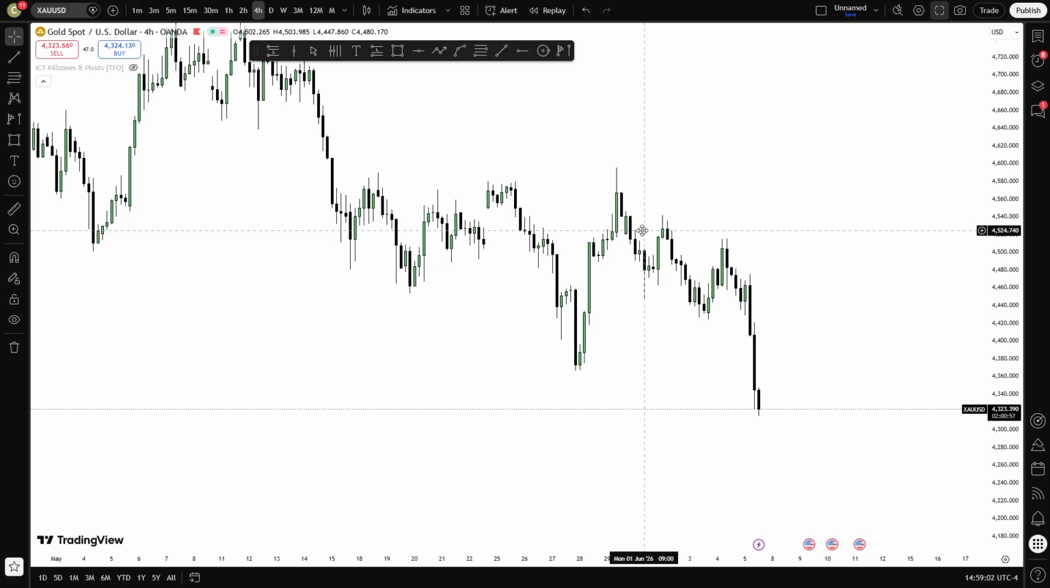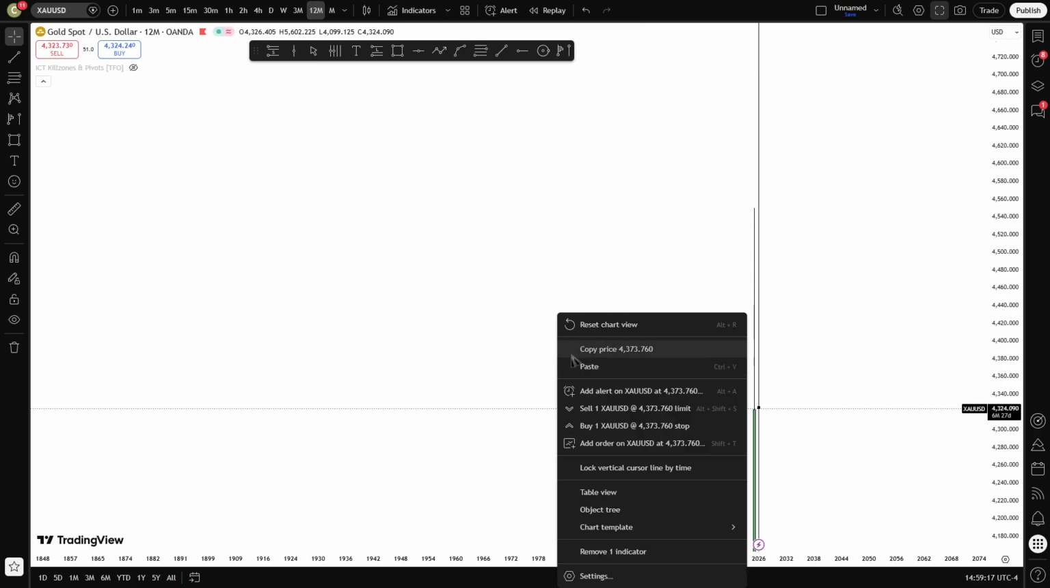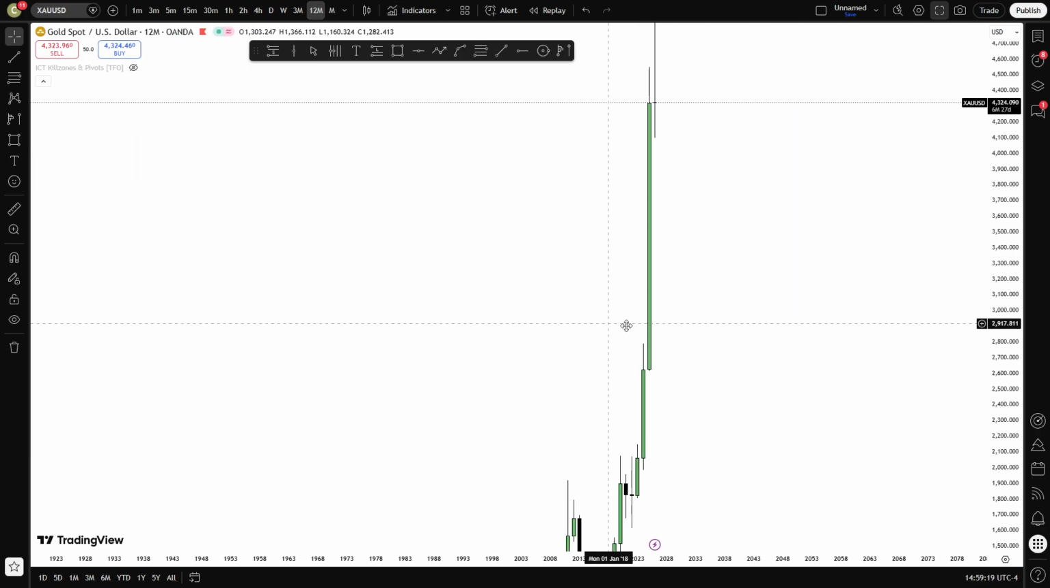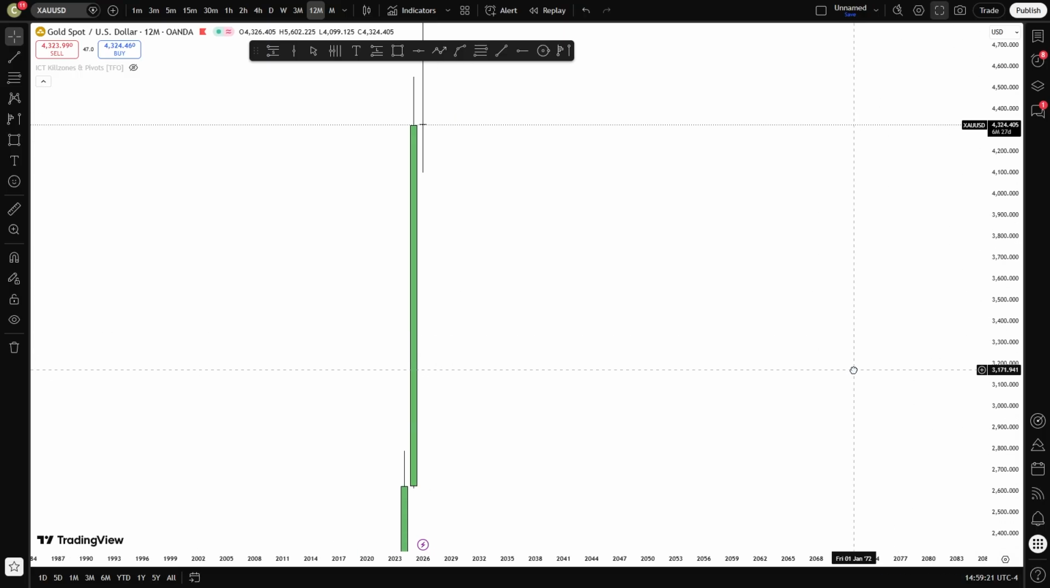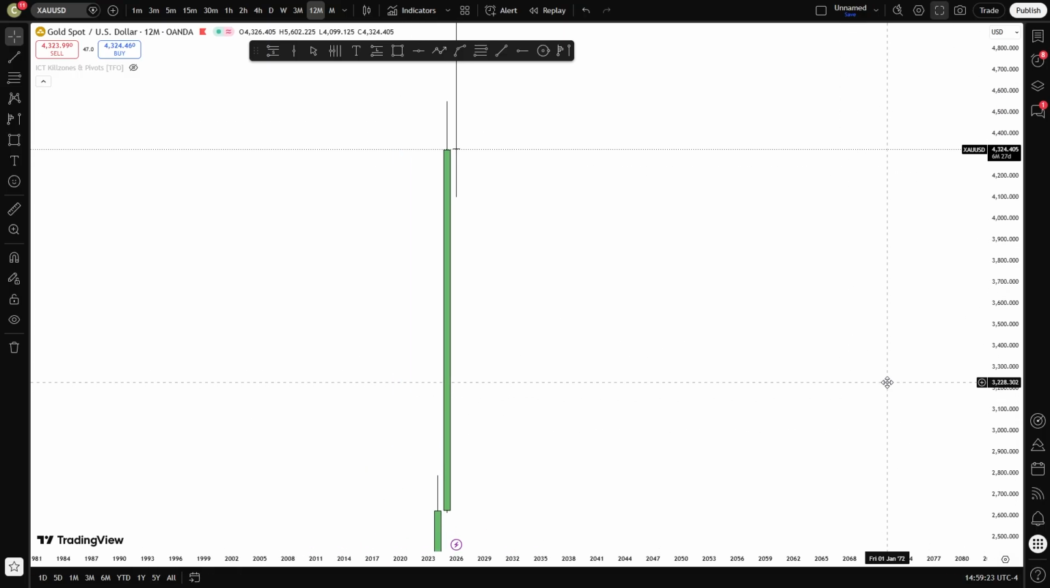So what we're gonna do, we're gonna go to the higher time frame, from the big higher time frame to the smaller one. Let's begin from annual. Our analysis comes from the annual to one time frame.